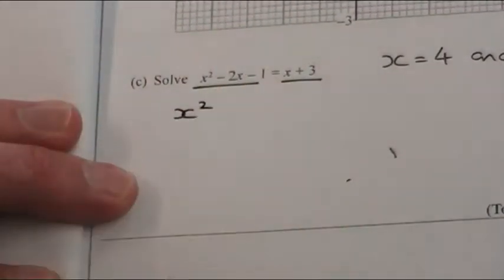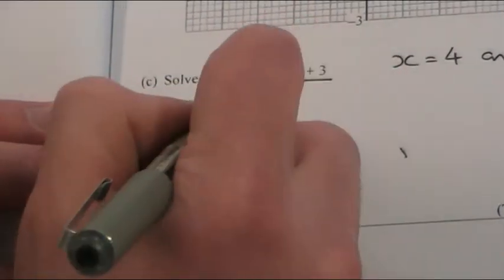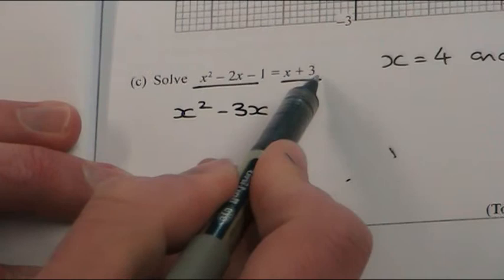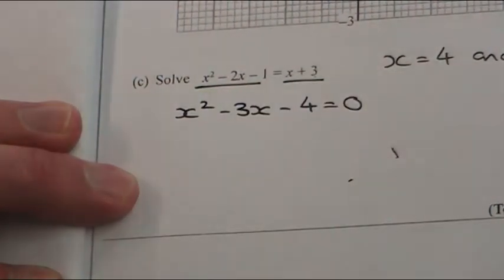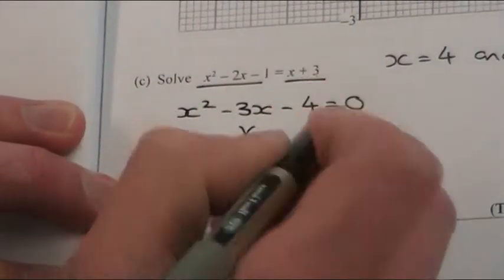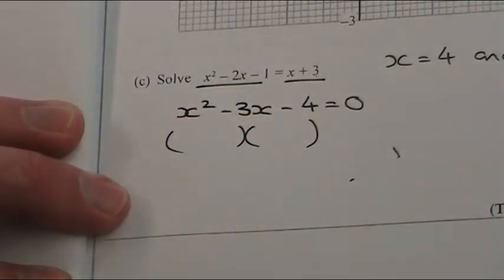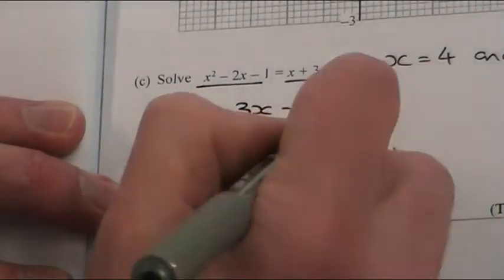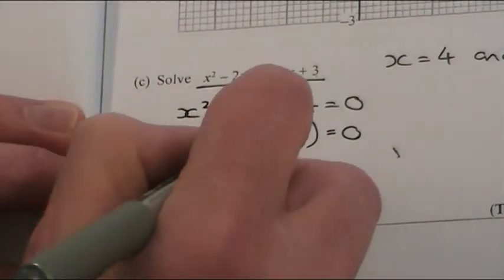So that's not affected. If I take away an x, this is going to become minus 3x. If I take away a 3, this is going to become minus 4. Now I can try and factorise this. There's nothing common to every term, so I can't take anything outside, telling me that it's a double bracket. So you should be quite comfortable if you're watching this one.